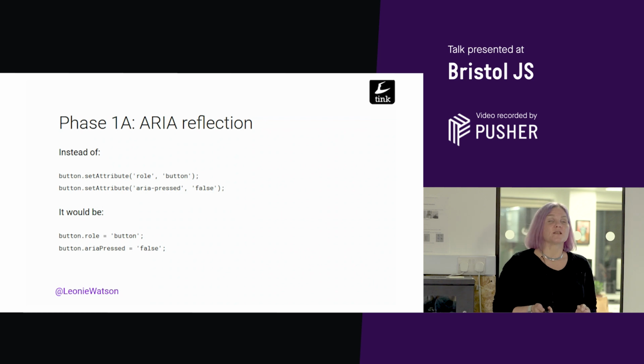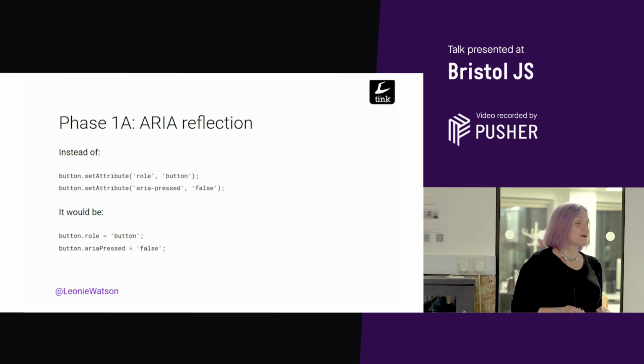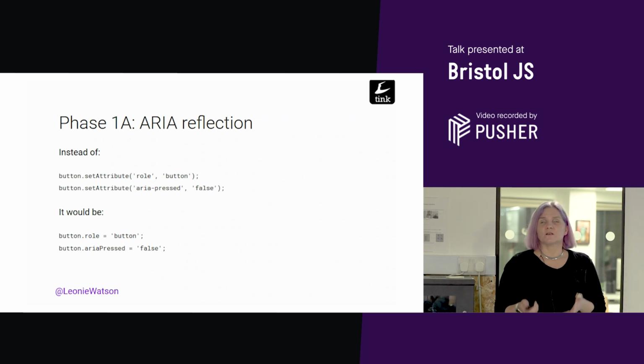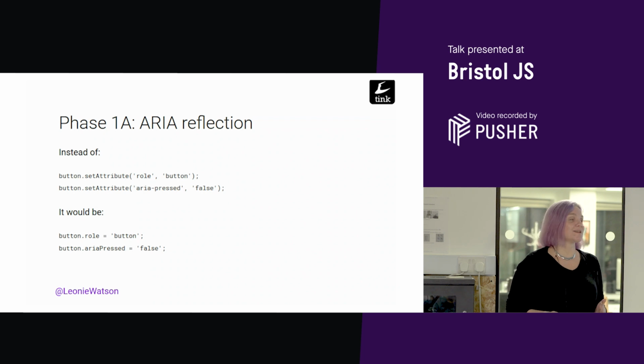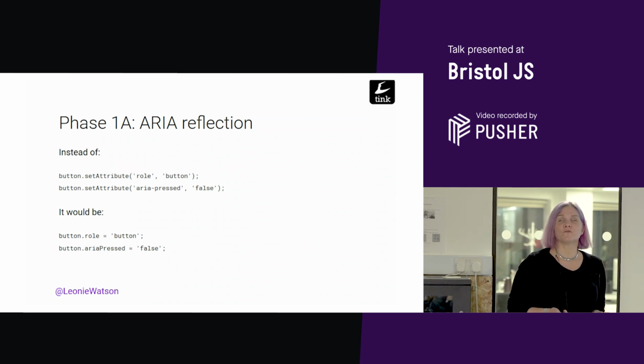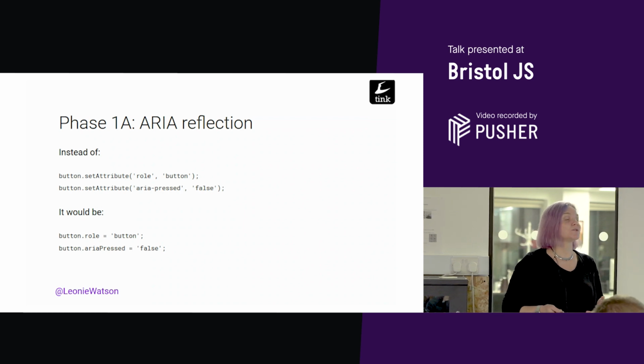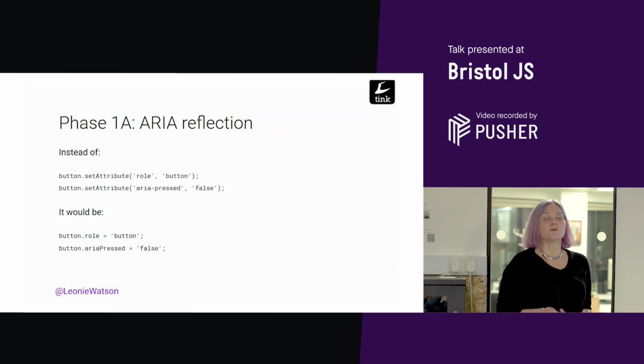Phase 1A of this aims to introduce ARIA element and attribute reflection. So at the moment, when we're using custom elements, or just creating custom widgets and components of any kind, we have to use JavaScript along the lines of element.setAttribute, and then give it the name of the role and the value that we want to give the attribute. Phase 1 of the AOM will just switch that around, so the syntax becomes a lot more familiar. We can just use element.role equals and then the value of the role.